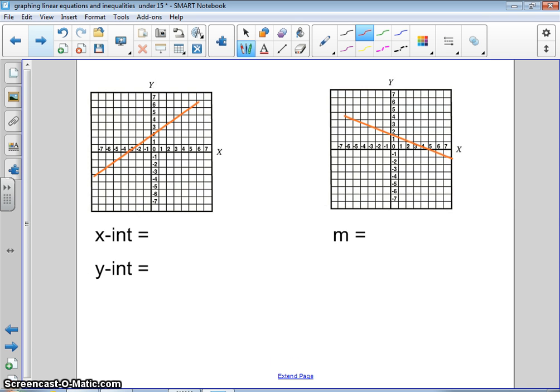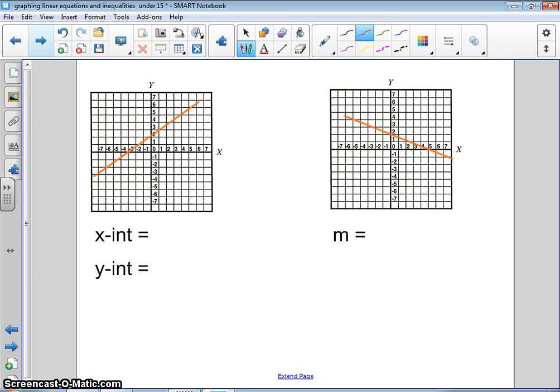The first thing we're going to talk about are intercepts and slope. I already have an entire video devoted to slope, so please make sure that you've watched that one before this, and that will help clear up a lot of things. In this one, for the graph on the left, we're going to identify the x-intercept and the y-intercept.